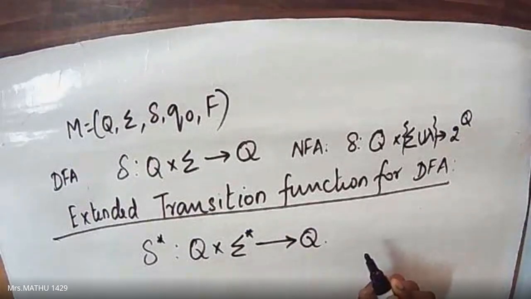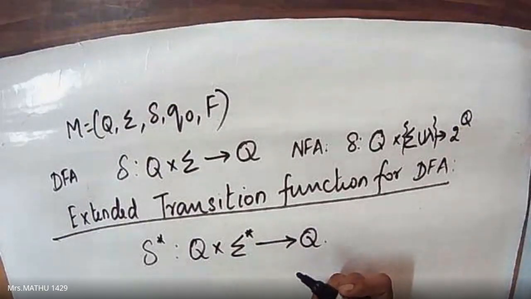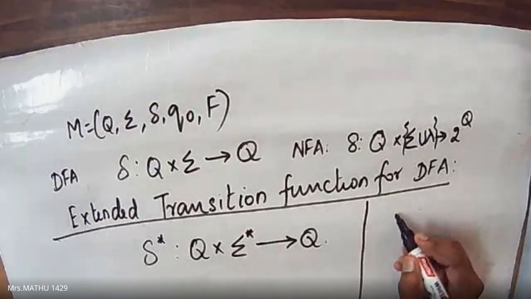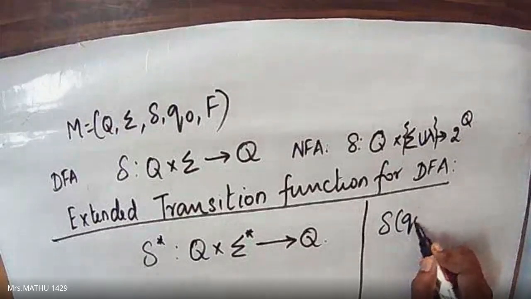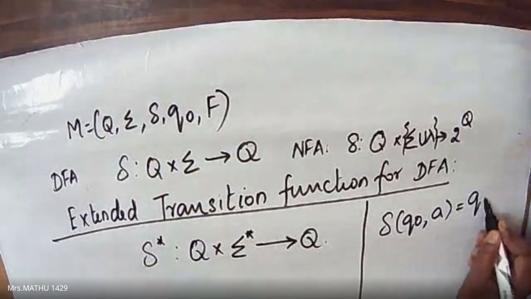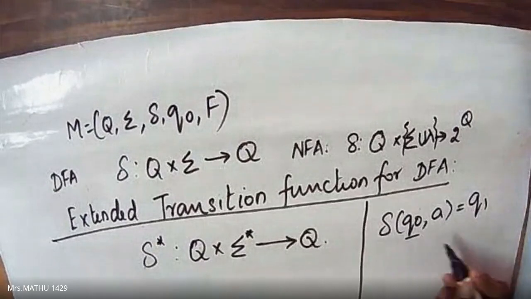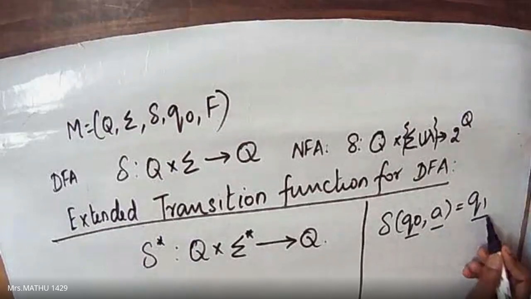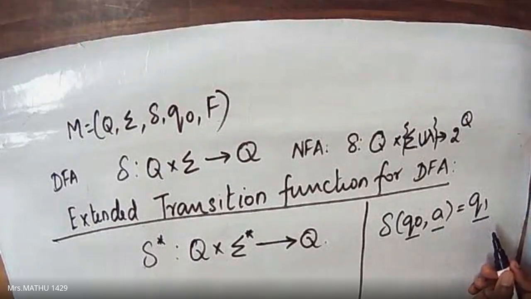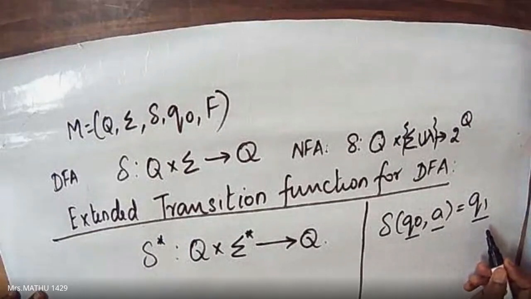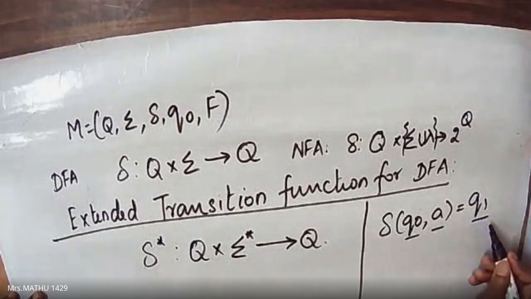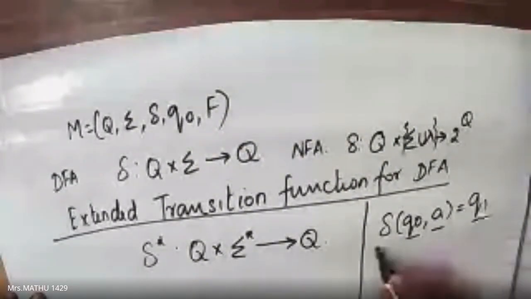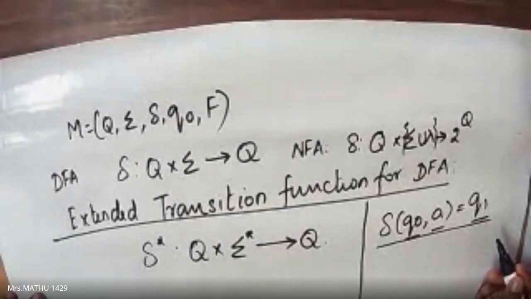So what is the meaning of this? When we discuss the DFA, the transition function would be something like delta of Q naught comma A is equal to another state. This is the current state, and this is the current input symbol that we are reading, and it goes to state Q1. Since DFA is deterministic, it has a determined output, so it will go to some particular state only. So this is the transition function of DFA, right?